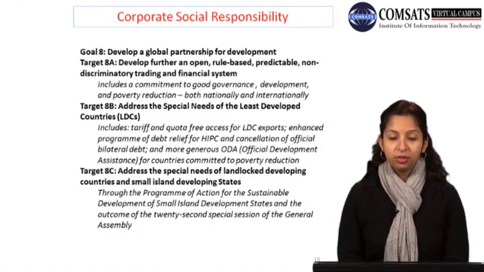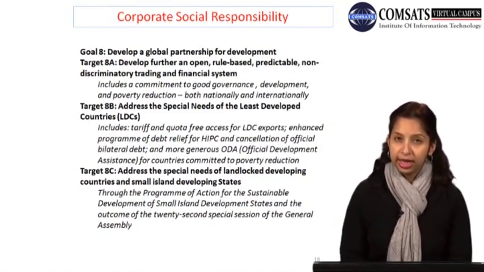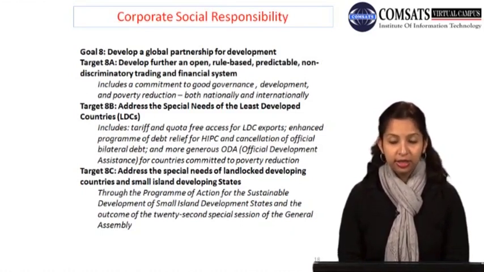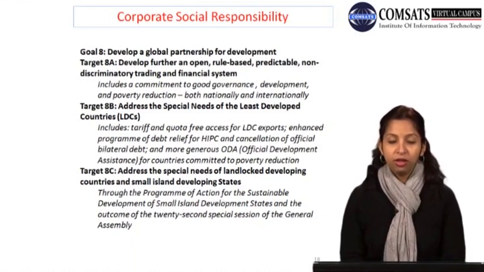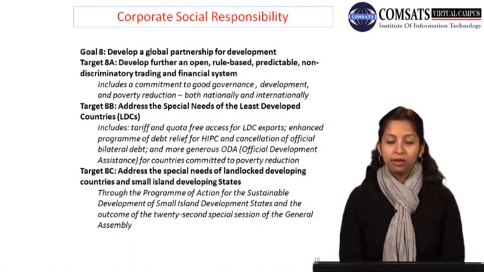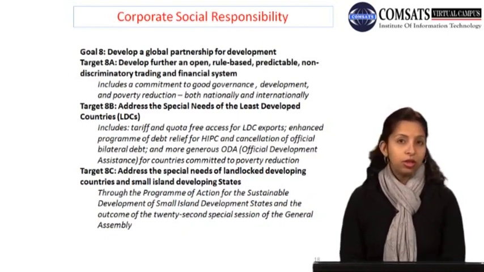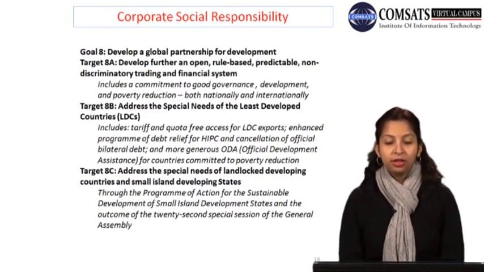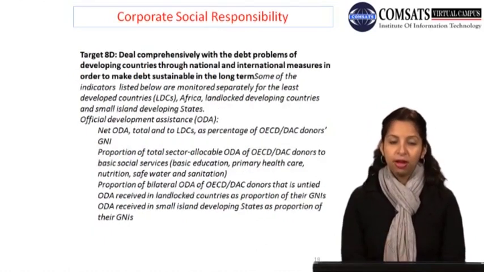The next target is to address the special needs of the least developed countries, LDCs. This would include tariff and quota free access for LDCs' exports, an enhanced program of debt relief, cancellation of official bilateral debt, and more generous ODA, which is official development assistance, for countries committed to poverty reduction. The third target with reference to goal number 8 is to address the special needs of landlocked developing countries and small island developing states. So we are talking about underdeveloped countries as well as developing countries.